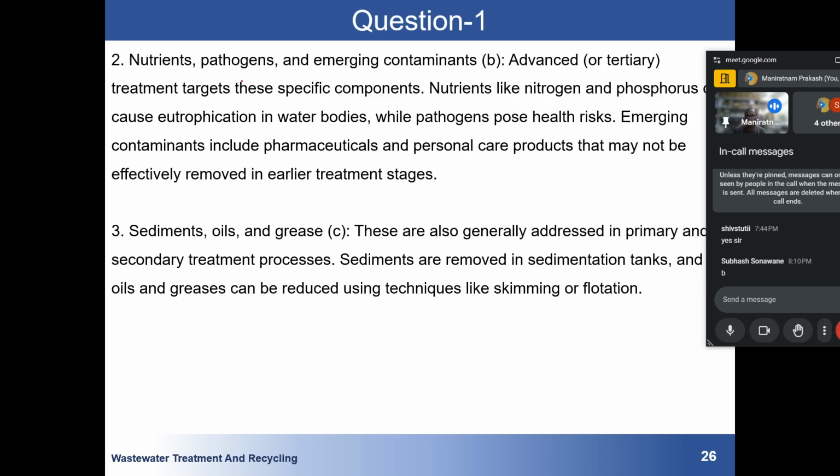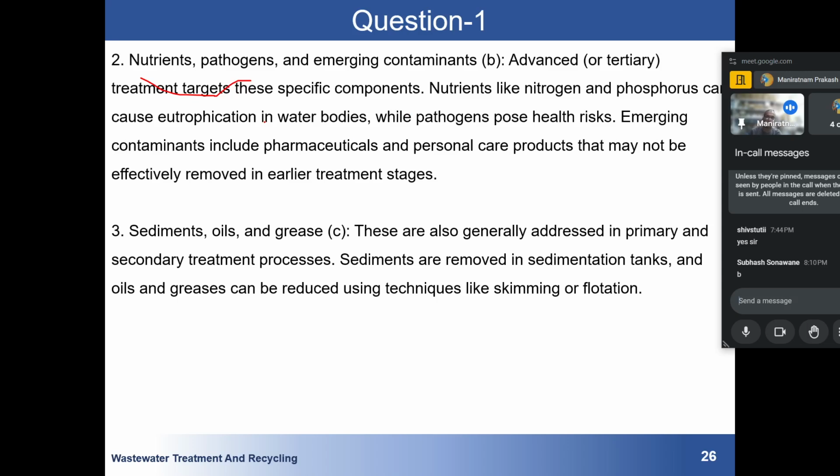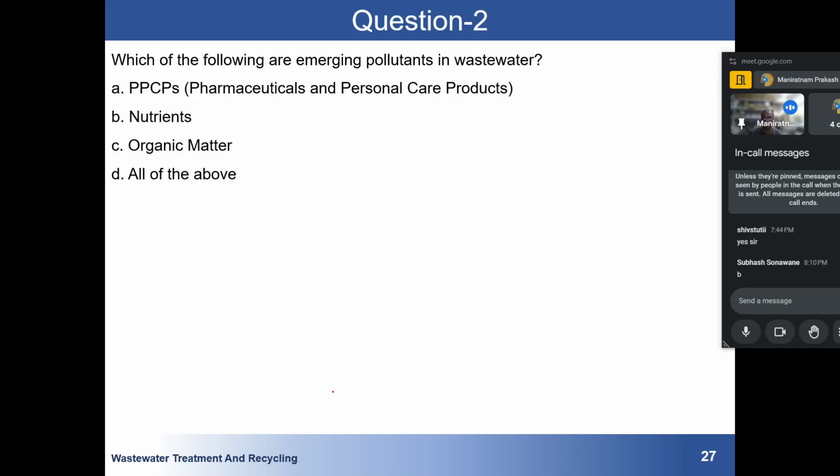Then we have this, yes, the correct answer: advanced treatment is used to remove pathogens and emerging contaminants. This treatment targets specific compounds, nutrients like nitrogen and phosphorus, because they can cause eutrophication in water bodies, while pathogens pose health risks. Emerging contaminants we have already discussed. Sediments are typically addressed in primary treatment and sedimentation. Grit is removed in preliminary treatment only, but some may pass into the primary tank, and there also they are being removed. So yes, the correct answer is B: nutrients, pathogens and emerging contaminants.